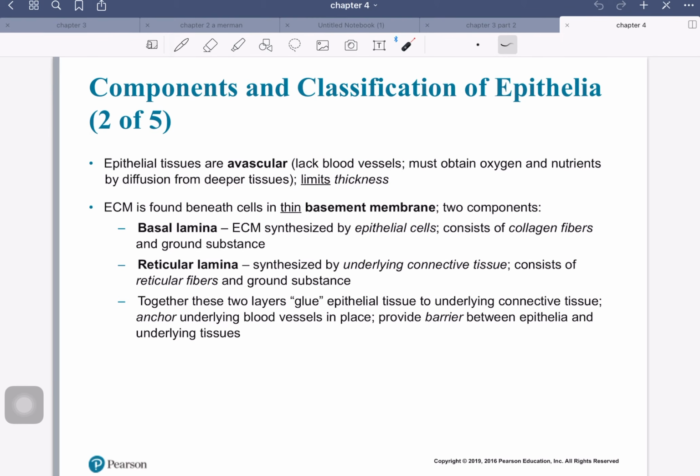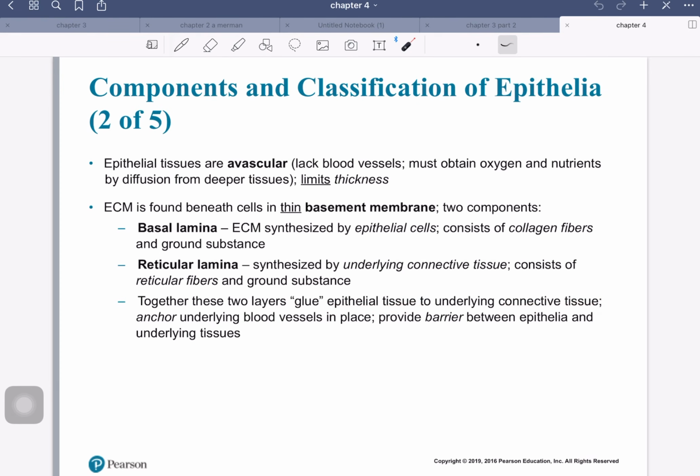Now, usually when we're looking at epithelial tissue, we have a thin basement membrane. And the basement membrane has two parts to it. The basal lamina is the extracellular matrix synthesized by the epithelial cells, and this is collagen fibers and ground substance. And then we have something called the reticular lamina, which is made by the underlying connective tissue, which has reticular fibers and ground substance. These two layers help to glue or attach the epithelial tissue to the underlying connective tissue.